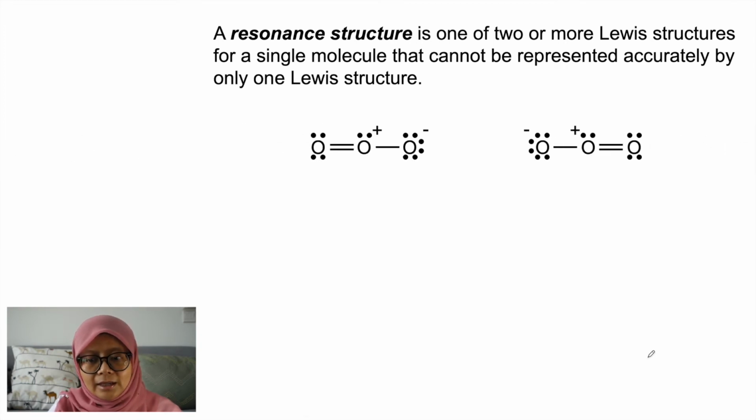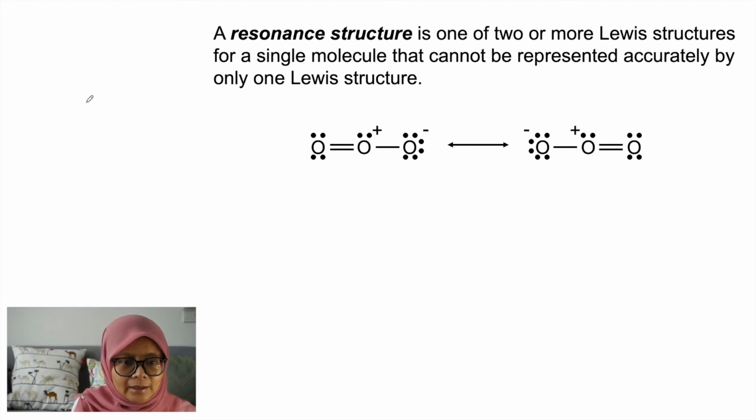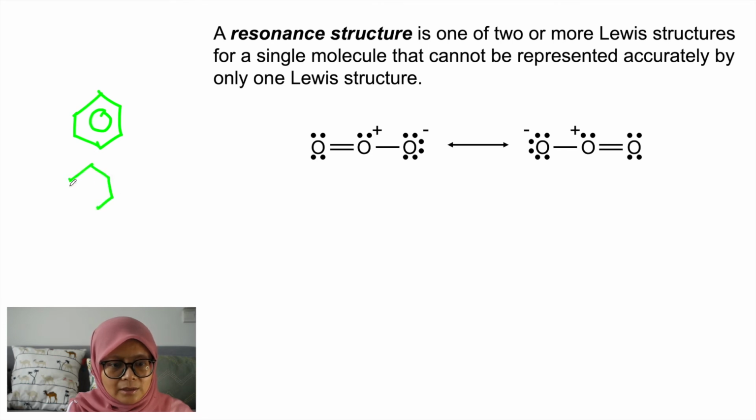And other than how to draw the Lewis structure, we go to the resonance structure. This is where we have 2 or more Lewis structures for a single molecule that cannot be represented accurately by only one Lewis structure. The easiest example for this one is benzene. This is how we draw the benzene, and this benzene is also equal to this structure, or this one, or this structure. So 3 of these are acceptable.